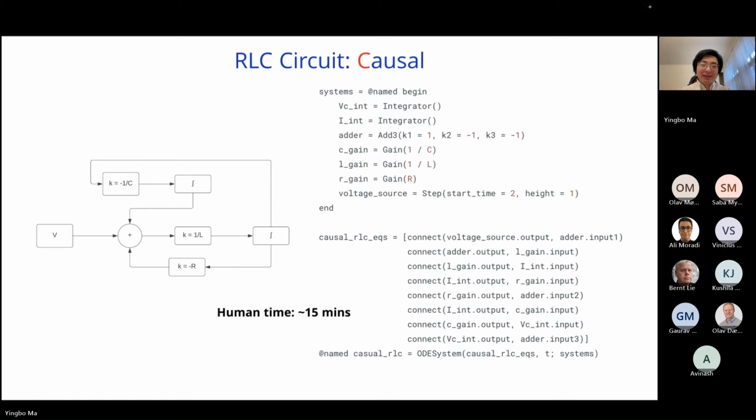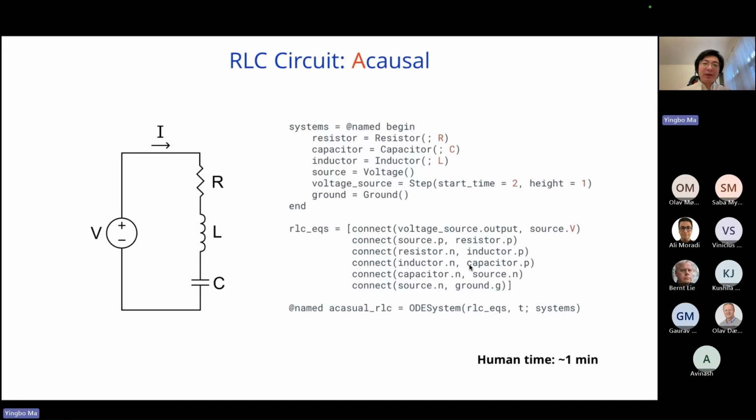And with a causal framework or a causal style of modeling, it's pretty time consuming. Just adding a simple inductor will require a complete rederivation from people. But with acausal modeling, all we need to do is to instantiate a new inductor and connect the inductor between the resistor element and the capacitor element. And it takes only about 1 minute of human time to modify this system, right?